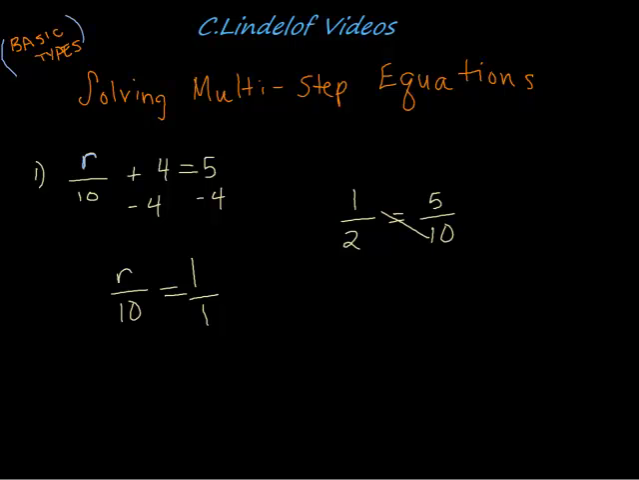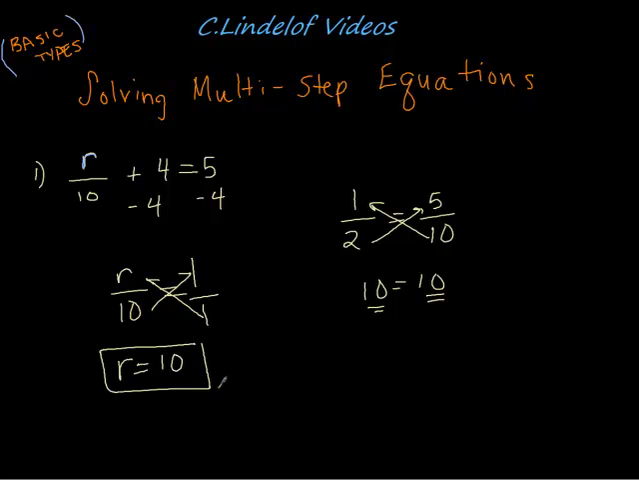So if I cross multiply, 10 times 1 is 10. Cross multiply the other way, 2 times 5 is also 10, and 10 equals 10. It doesn't matter what these numbers are as long as they're equal to one another. So that's what I'm going to do here. I'm going to cross multiply. I'm going to do 1 times r, which of course is just r, and then 10 times 1, which of course is 10. So our answer here is 10. So okay, that's type 1.